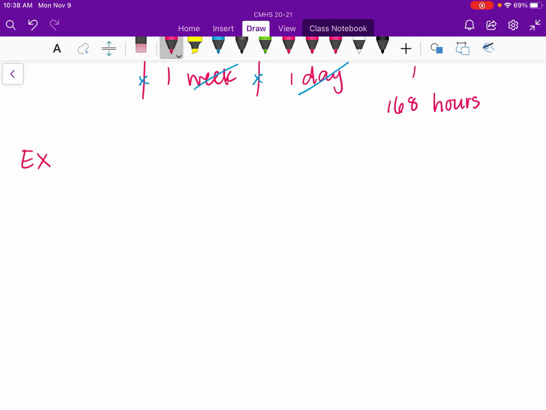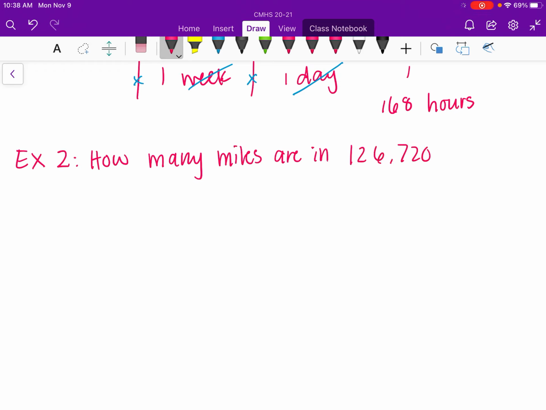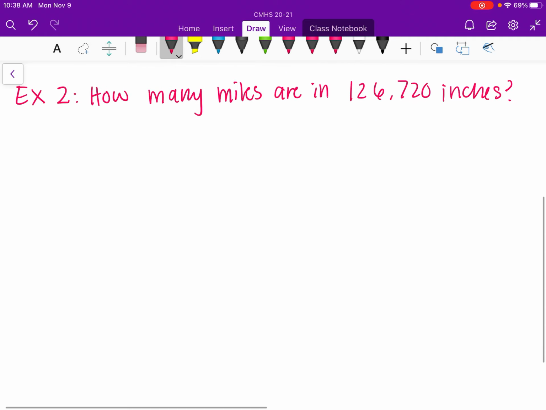So let's try the next one. Here, example 2, the question is, how many miles are in 126,720 inches? Ooh-wee. So how many miles is that? That's a lot of inches. How many miles is it?